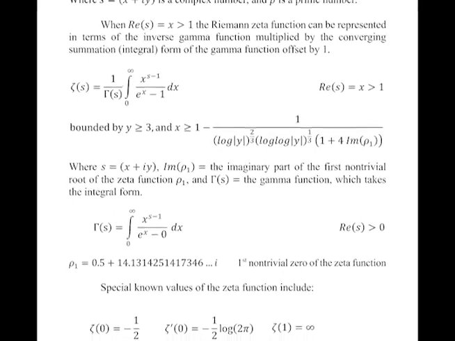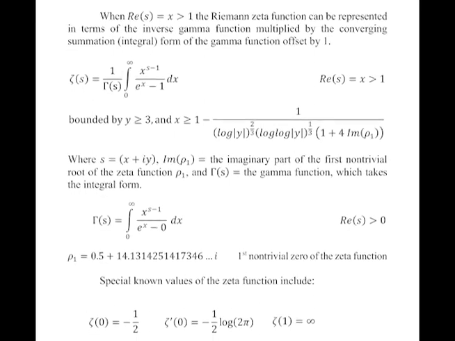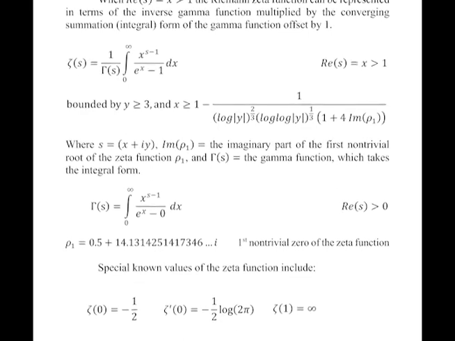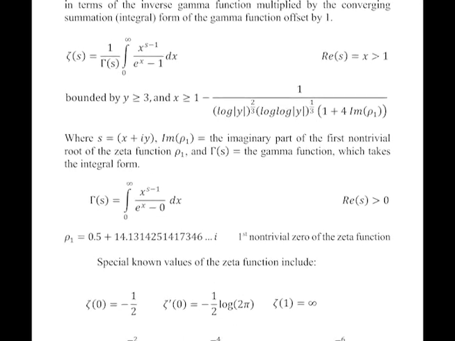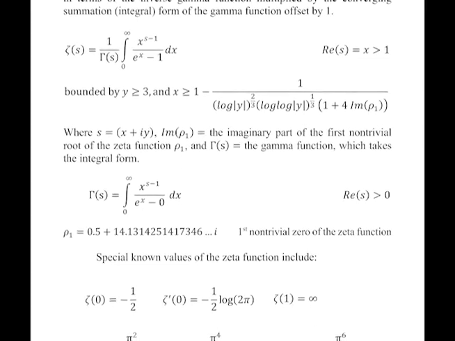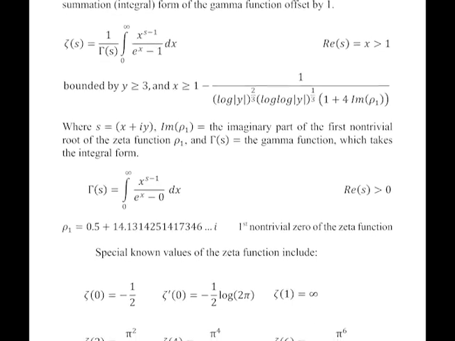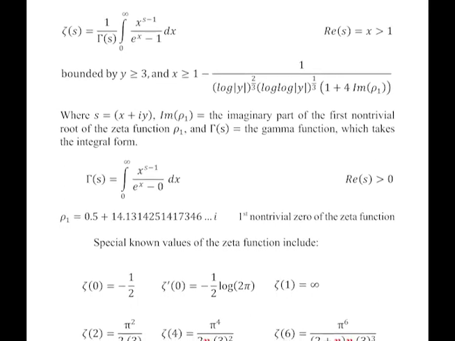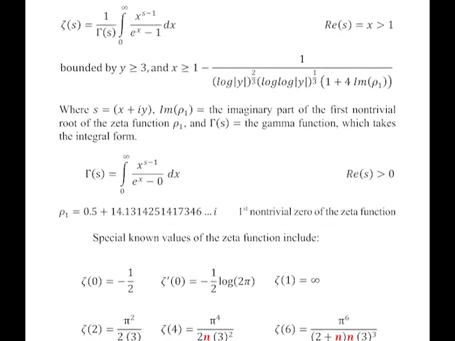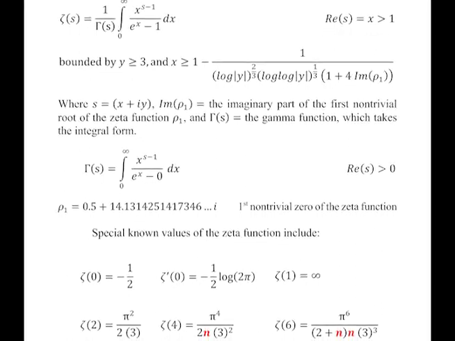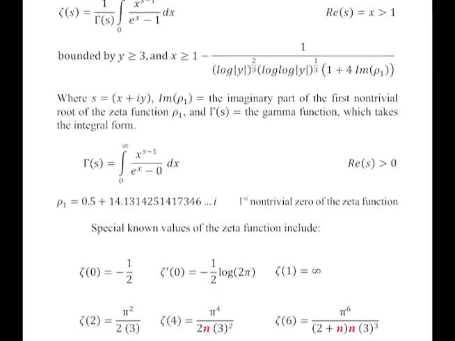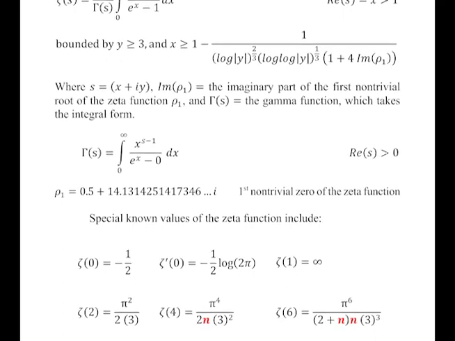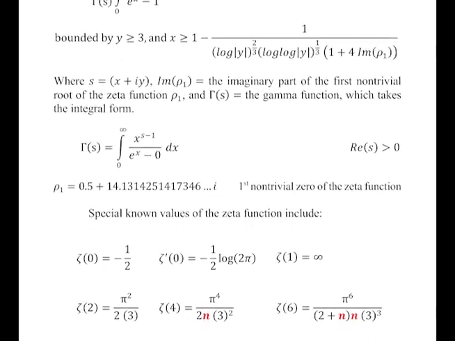The first special point, the first non-trivial zero of this zeta function, is represented with rho 1. And its real part is 1/2, and its imaginary part has a value of 14.131425141734646, and on and on and on. Then we have the second non-trivial zero, and the third non-trivial zero, and all the way up the list. There's an infinite set. And to make sense of the Riemann hypothesis, first, of course, we're going to need to make sense of this series and prove that that series all has a real part of 1/2.